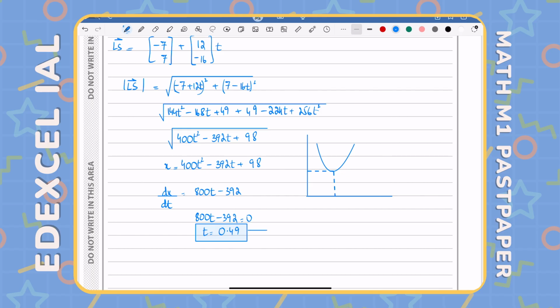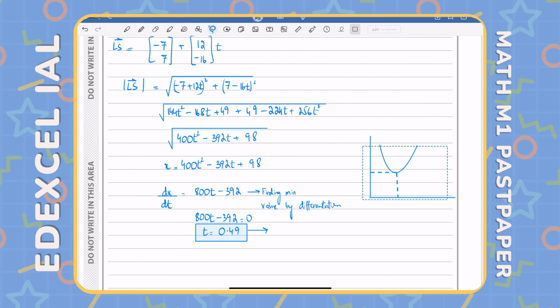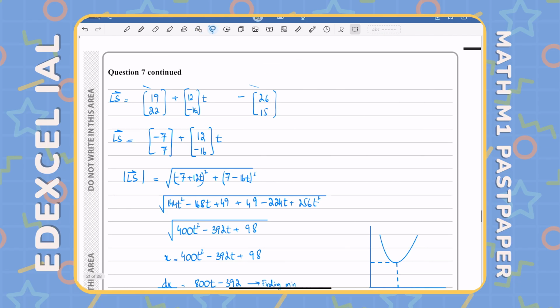How do I know that this is the value of t when it's the closest? Because this is the time when the curve is turning, and the curve turning means it's the minimum value. And what value is it representing? It's representing the distance. So what we have done here is basically find the minimum value by differentiation. This curve that I've drawn was for your understanding. You don't have to do this in the exam, but if you think this will help you understand it better, then go ahead. So t equals 0.49 is the answer to the first part.